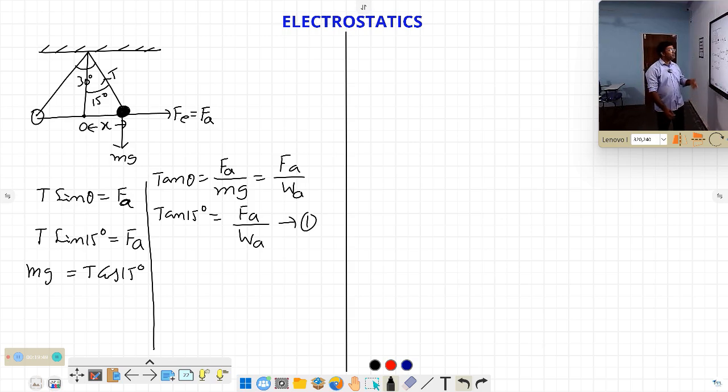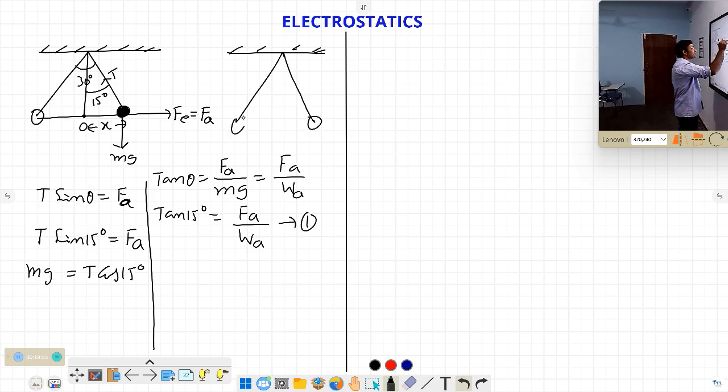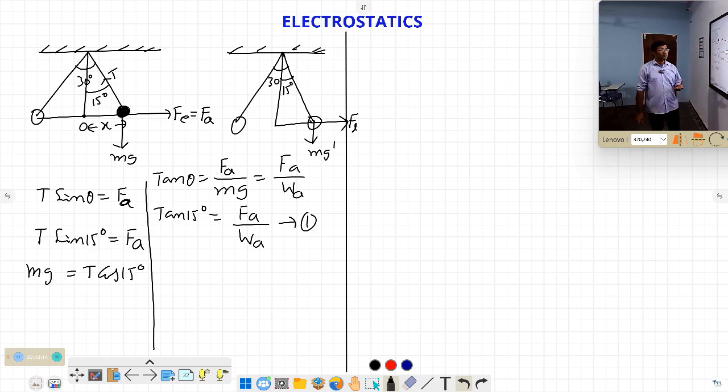Similarly, now the same setup we immersed in the liquid. Whenever you take the same setup inside the liquid, what is same? The angle between them is same. So from the mean position, the angle is again 15 degrees, the angle of separation is same, but the only thing that changes is the force. The force between the two spheres changes, that is the electrostatic force in liquid is different, and the weight is also different, that becomes mg dash. Why is the weight different? Whenever any body is immersed inside the liquid, due to buoyancy, the weight of the body changes.